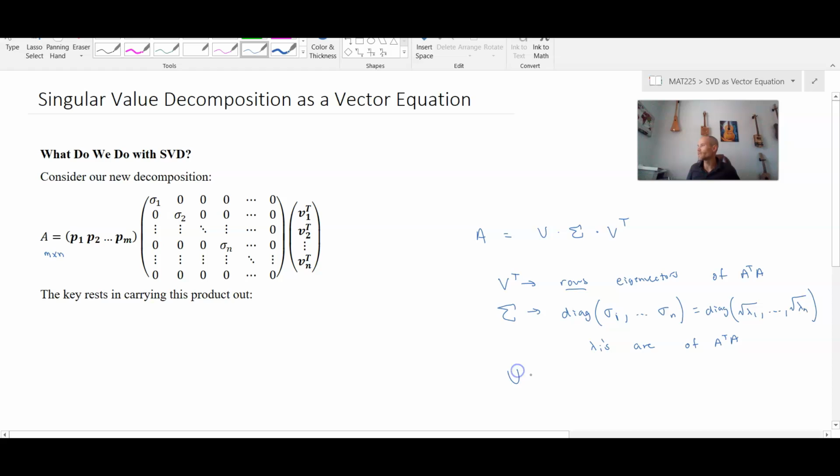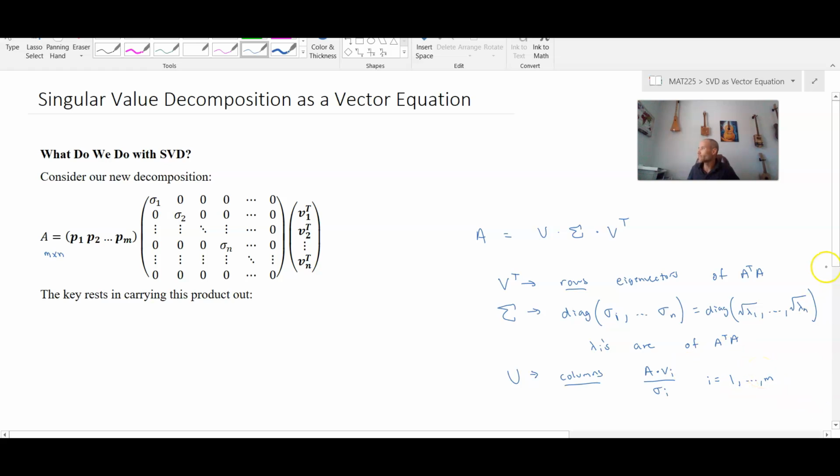And then U contains as its columns functions of the eigenvectors of A transpose A. So it's going to be A times Vi over sigma i, where i runs from 1 to m.